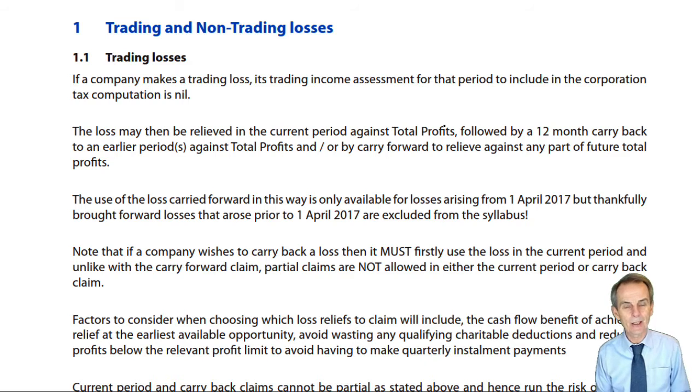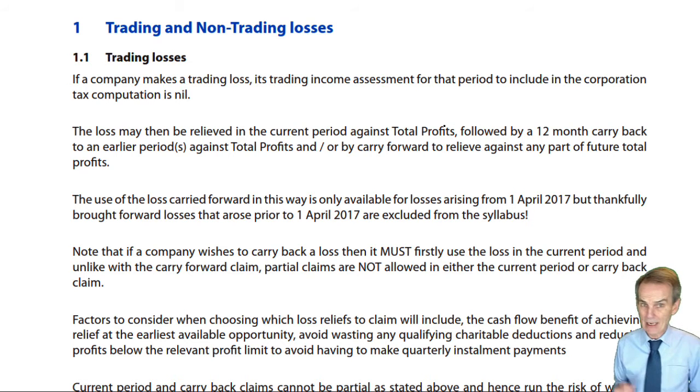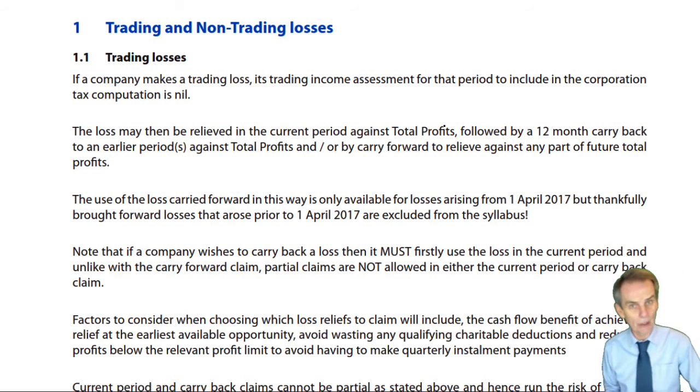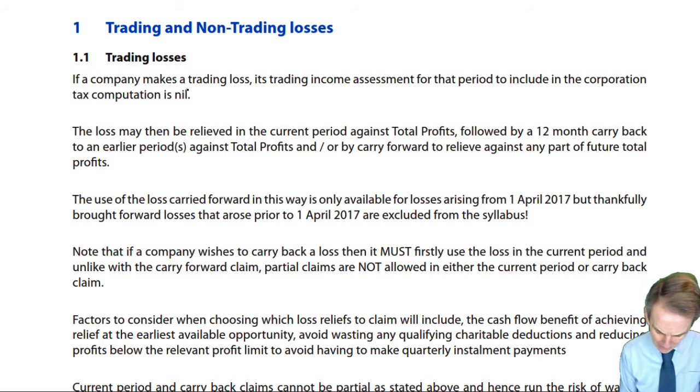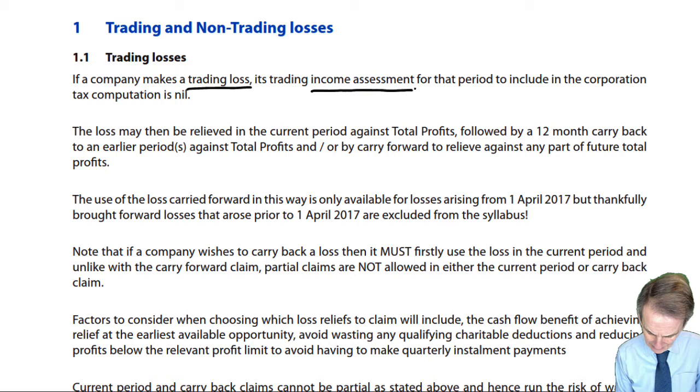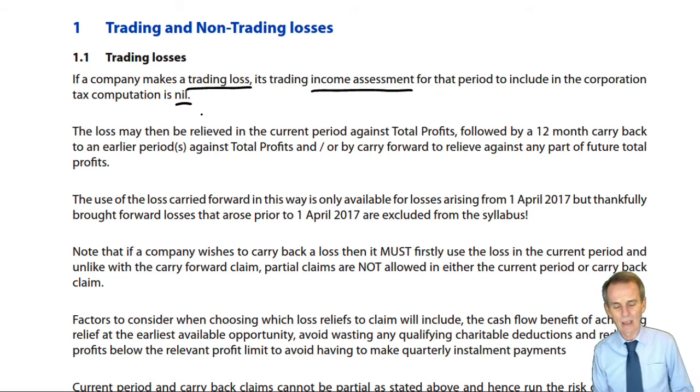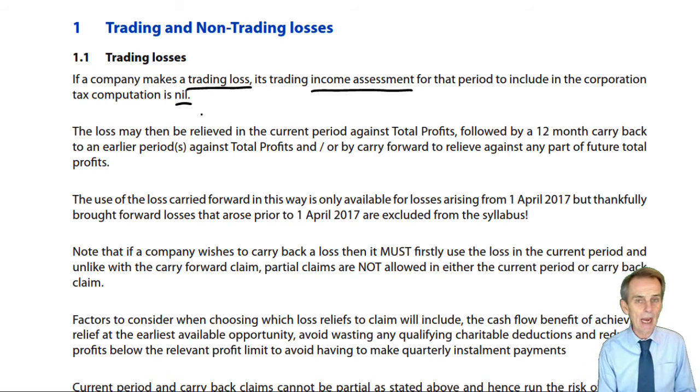And we do see some similarities here in terms of what we do on corporate tax computations compared to what we did in income tax computations. We've already said there that if we make a loss, the assessment is nil. And that's the first basic point. Again, a series of essential key points are firstly listed in this chapter. So if the company makes a trading loss, its trading income assessment for the period to include in the corporation tax computation is nil. We're never putting a bracketed figure in, it's a nil assessment. And instead, we then set up a loss memorandum to show how and where we will use that loss.